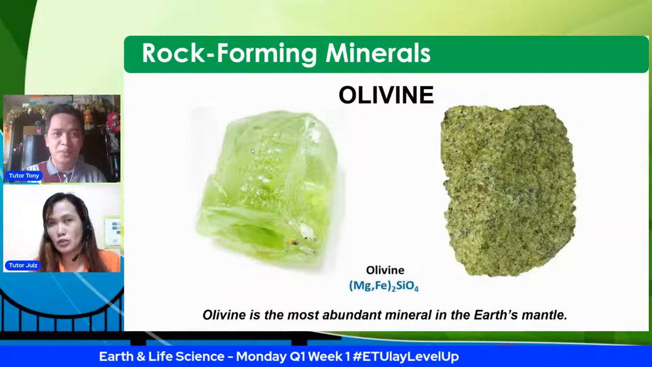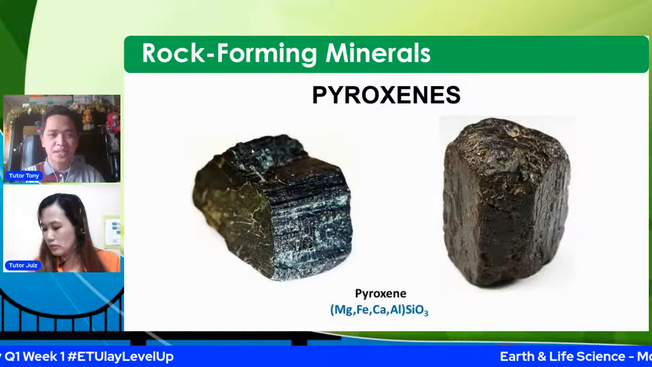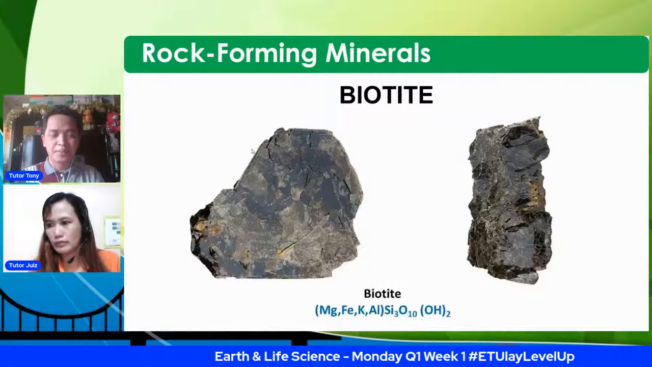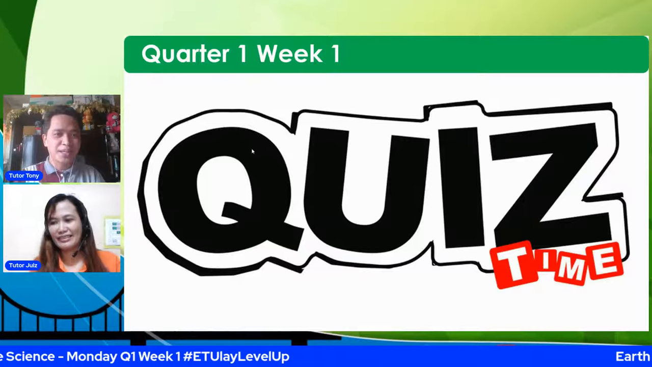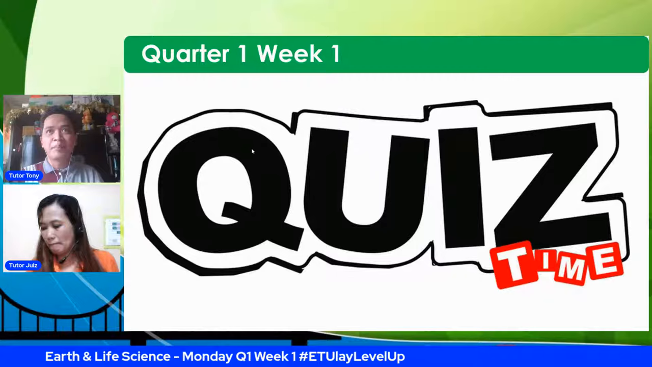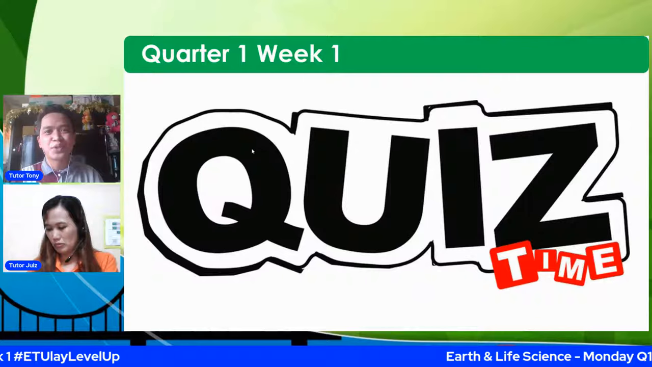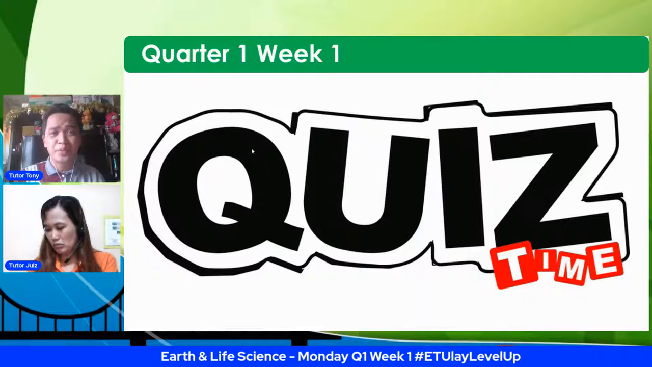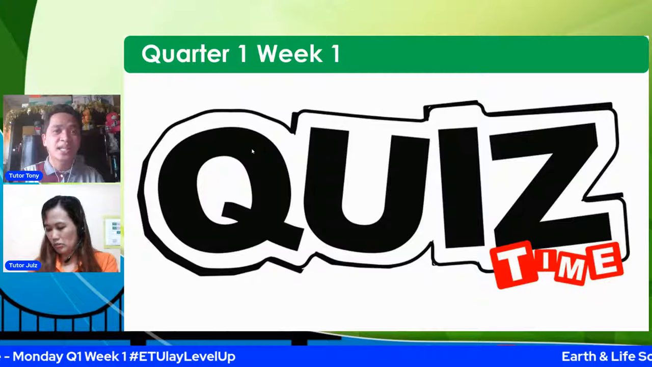After olivine, we have the pyroxenes, the amphiboles, and the biotite. So medyo komplikado lang ang kanilang mga chemical composition, no? Pero kayang-kaya yung aralin. During the face-to-face sa ating mga senior high school learners, especially sa grade 11, meron usually sa science lab na nakaprepare tayong mga rock tsaka mineral samples. So kahit na wala physically, we will try to provide the real pictures para at least familiar pa rin kayo sa general appearance ng mga minerals.